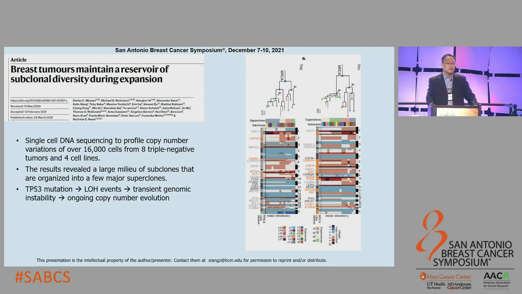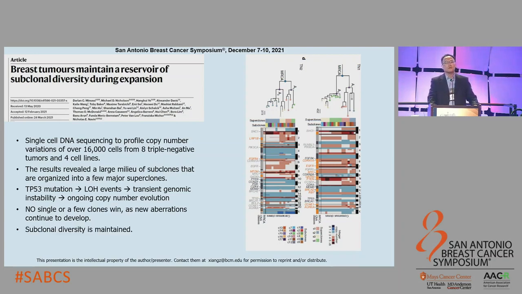And they deduced this has probably happened by first having a p53 loss, followed by transient genomic instability that creates a large number of copy number variations. However, this is not the end of the story, as new aberrations continue to develop. And over the course of evolution, no single or few clones become dominant. This really suggests that tumors are constantly altering and trying to explore the genomic and phenotypic fitness space. And therefore, this subclonal diversity is dynamically maintained.